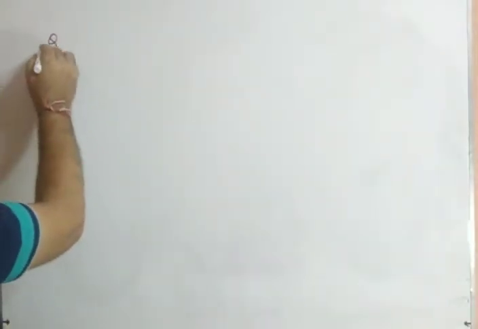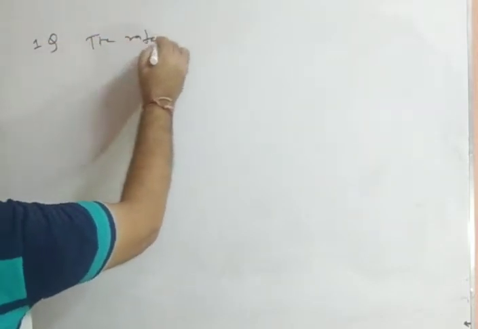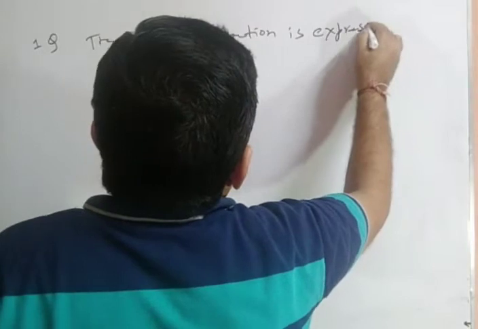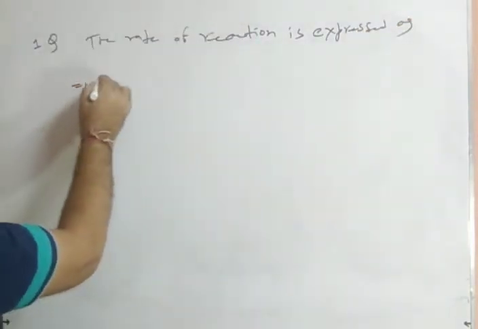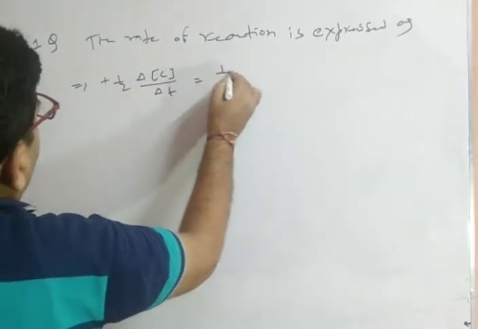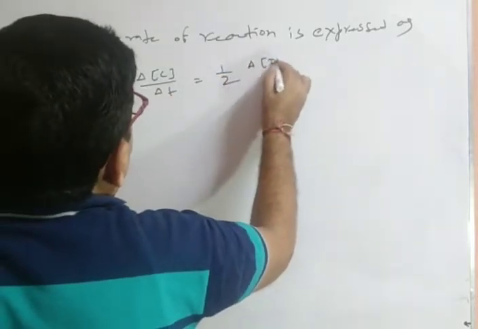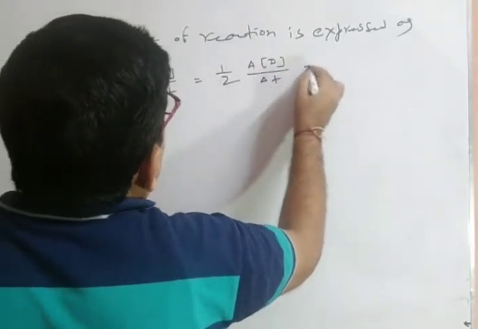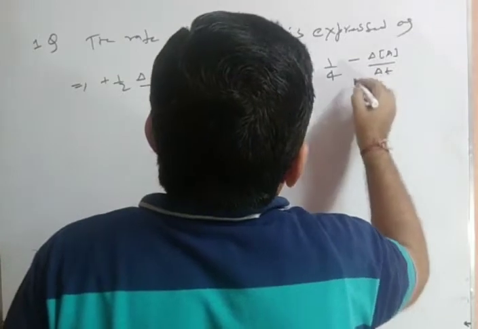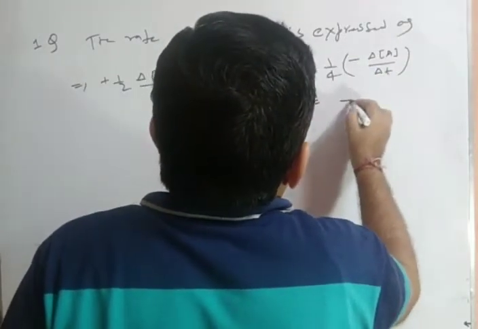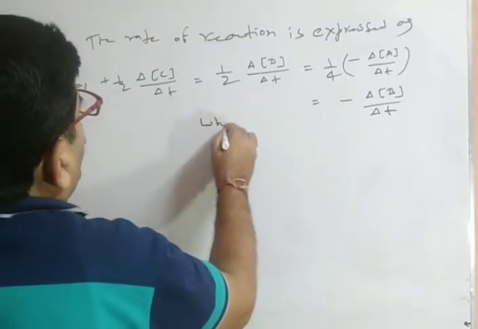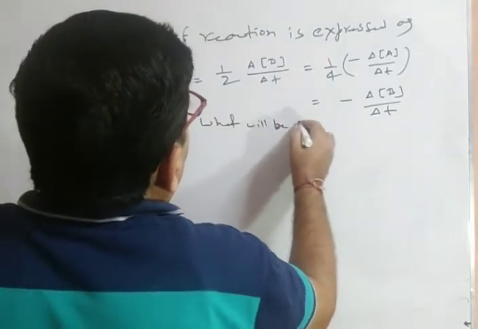Our question first. The rate of reaction is expressed as plus 1 by 2 delta C by delta T is equal to 1 by 2 delta D by delta T, 1 by 4 minus delta A by delta T is equal to minus delta B by delta T. What will be the reaction?